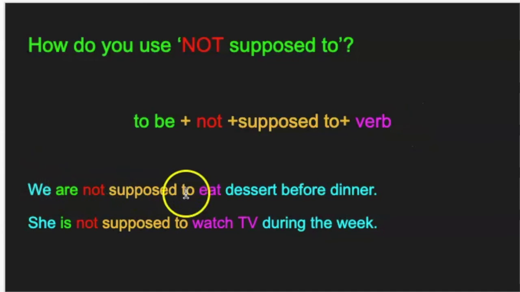We are not supposed to eat dessert before dinner. Are is the form to be, then the not, then the supposed to, and then the new verb eat. Okay? She is not supposed to watch TV during the week. Is is the form to be, not is the negative, supposed to watch TV during the week.